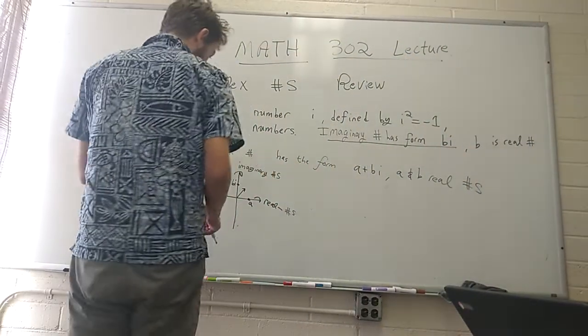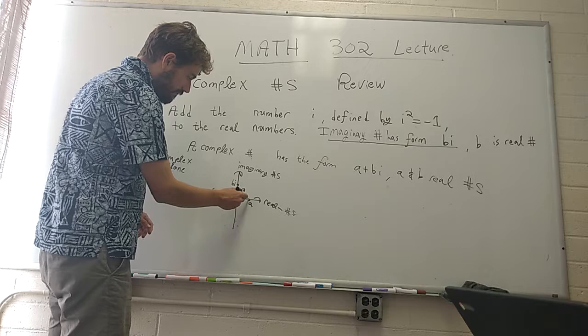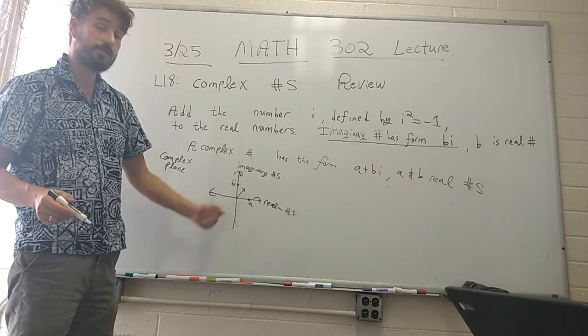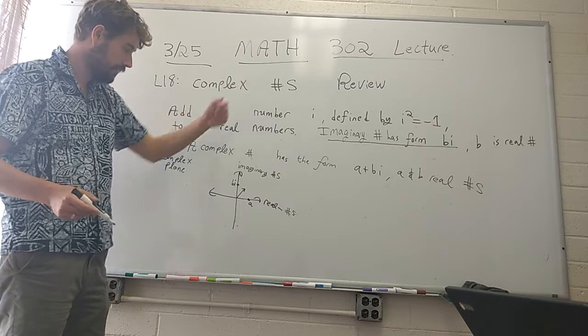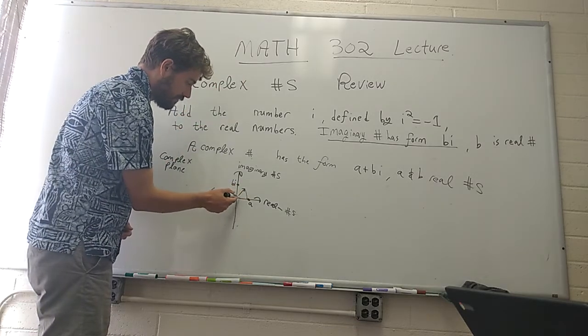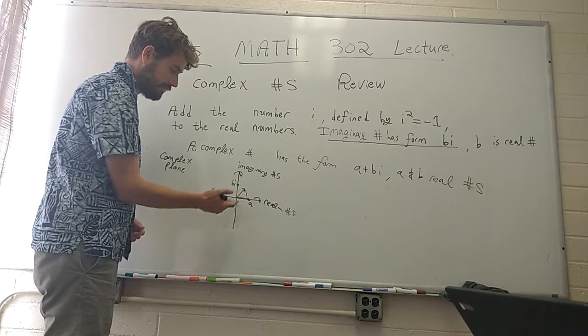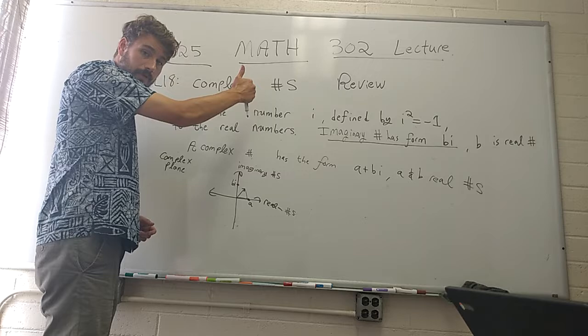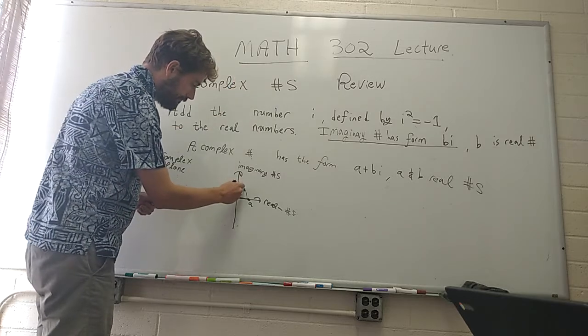You can visualize this as a vector. If real numbers are on one number line, and imaginary numbers are on a perpendicular number line, adding them is equivalent to this vector. We go a units to the right on the real number line, and b units up on the imaginary number line.